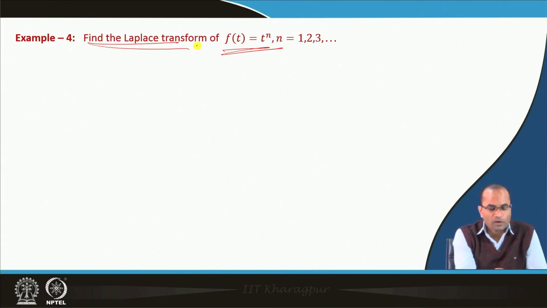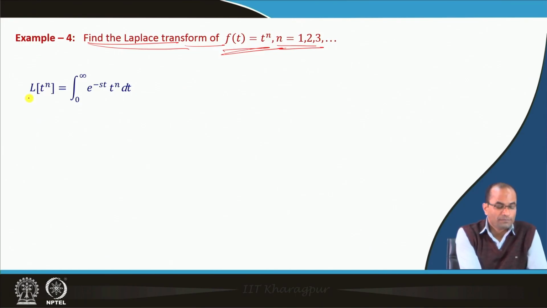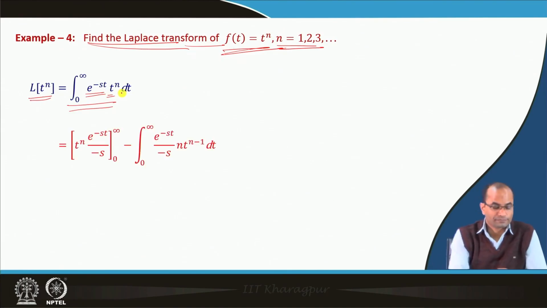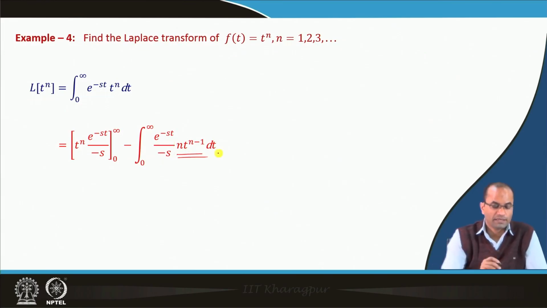So, here we are taking now the Laplace transform of t power n, where n is 1, 2, 3, etcetera. The Laplace transform of t power n is given by the integral of e power minus s t times t power n. So, we have t power n and e power minus s t over minus s, and then the differentiation of t power n can be taken as n t power n minus 1.